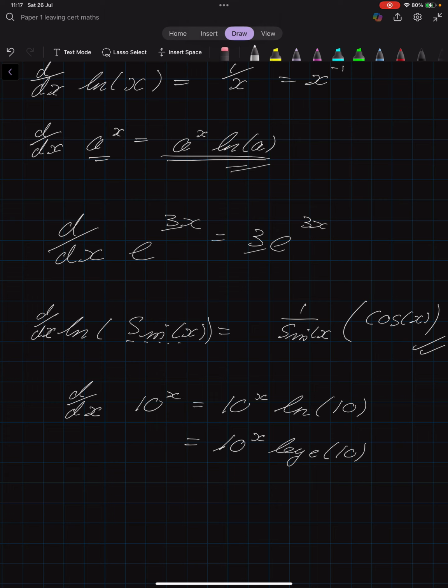Okay, I think that's it for this part of differential calculus. I'll go to the next chapter where we'll look at second derivatives, increasing and decreasing functions, stationary points, stuff like that. And that'll be quite interesting.